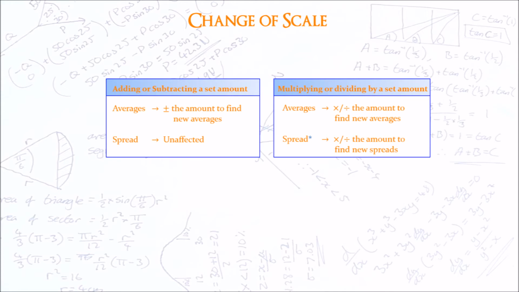Alternatively, if you multiply or divide by a set amount, a scalar value, say you end up making everything 3 times as big, your averages will end up 3 times as big as well. And your measures of spread will also end up 3 times as big. The only thing that's different to this is the variance. The reason for this is that the variance is actually affected twice because it's standard deviation squared. So say you made everything 3 times as large, your standard deviation will be 3 times as large, but your variance will be 9 times as large because it will be 3 squared. Let's see some examples of these.